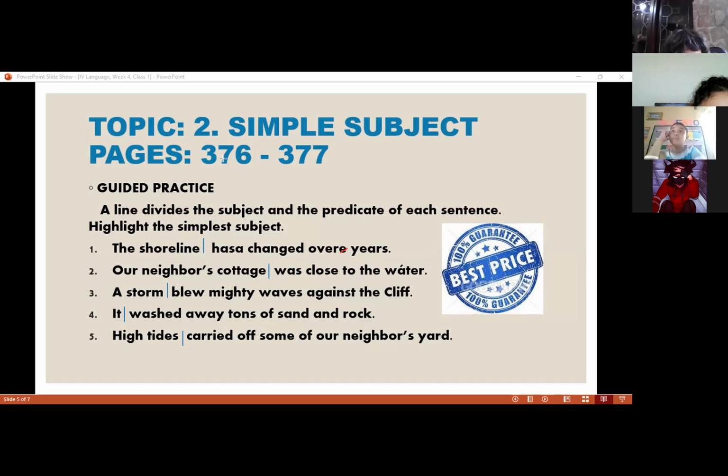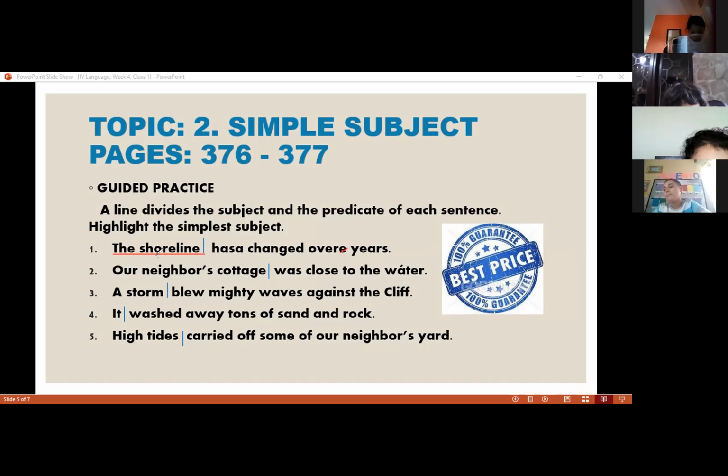What is the simple subject, class? This is the subject. We know that the shoreline is the subject, but what is the simple subject? The most important word in this subject. Shoreline. So we're going to highlight it, or circle it. This is the simple subject. The shoreline has changed over the years.